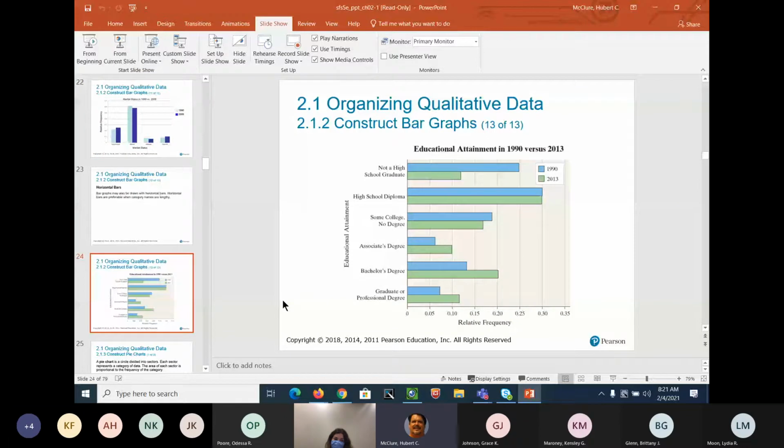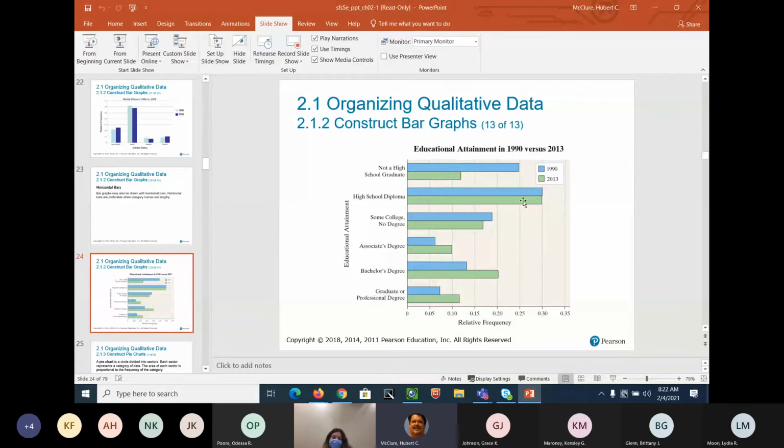Not a high school graduate. In 1990, there was 25% of the people that didn't have a high school education or a high school diploma. And in 2013, there's only 13% or 12%. So there's been a decrease since 1990 of people not graduating high school. There's been a decrease, so that means that's good.